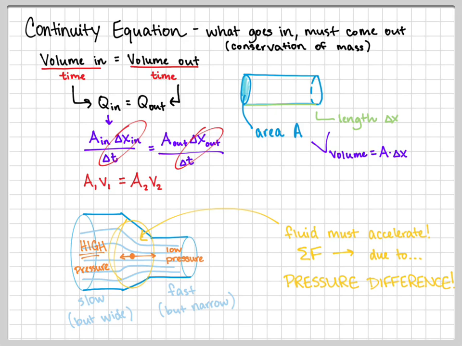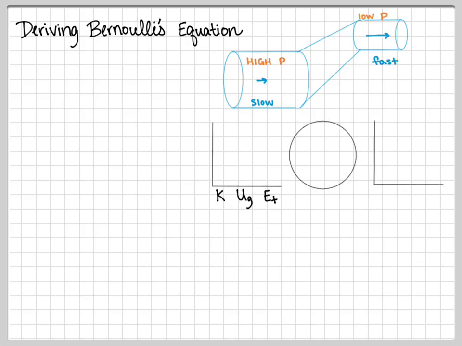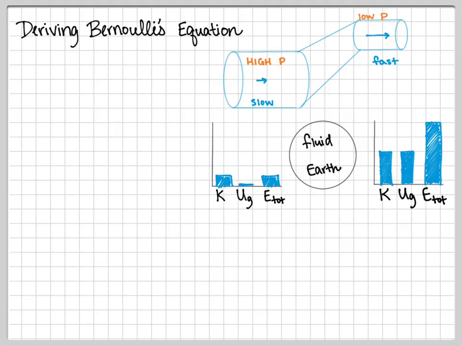So if you're okay with that idea, let's keep going. And in fact, even if you're not okay with that idea, I hope that in this next derivation, I'm able to prove it. So here we have a pipe. I hope that you at least buy that where you have a big diameter, the fluid is slow, and where you have a narrow diameter, the fluid is fast.